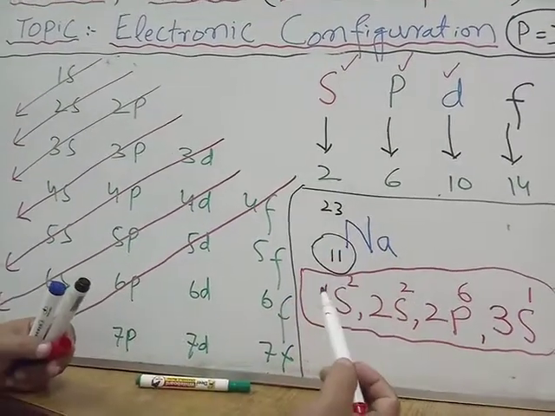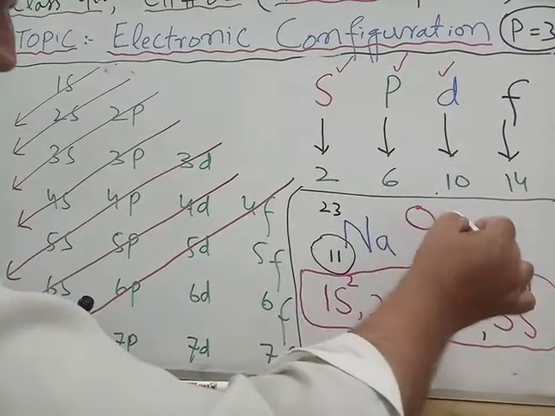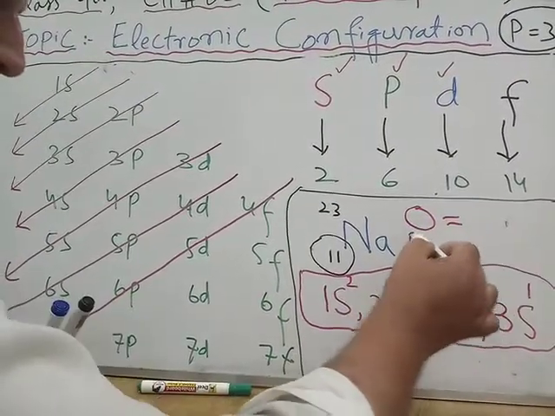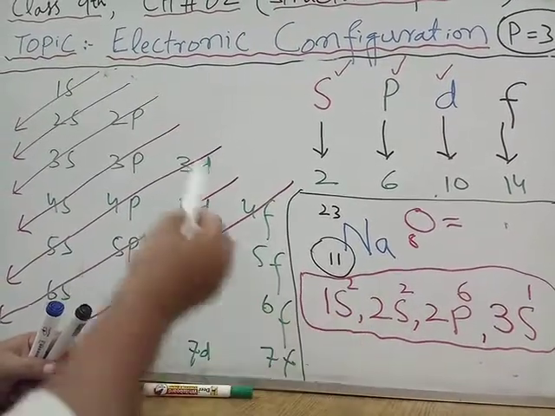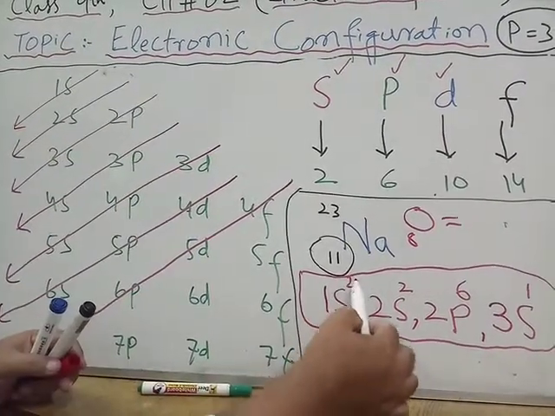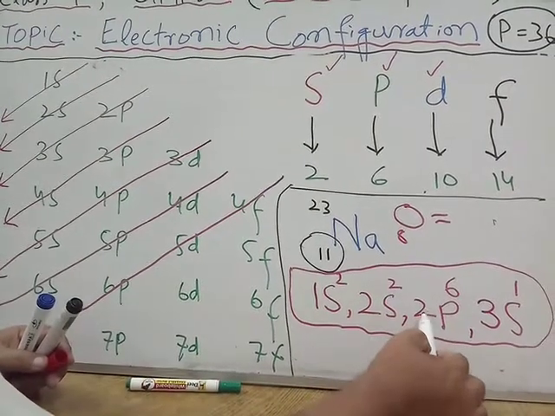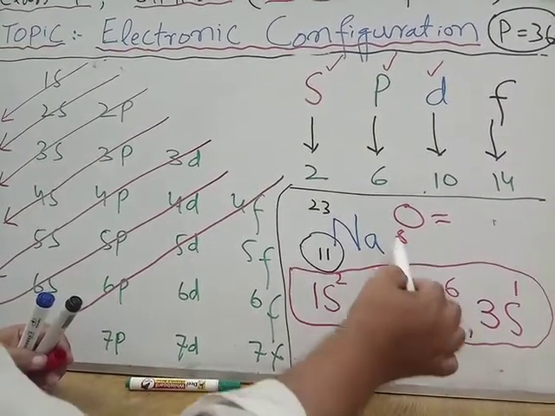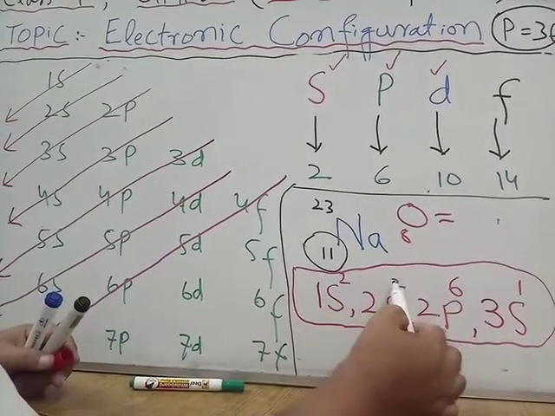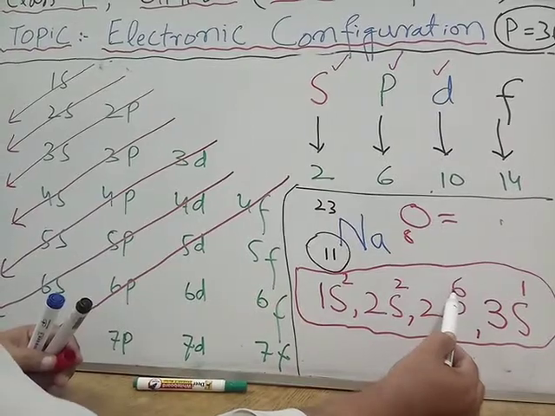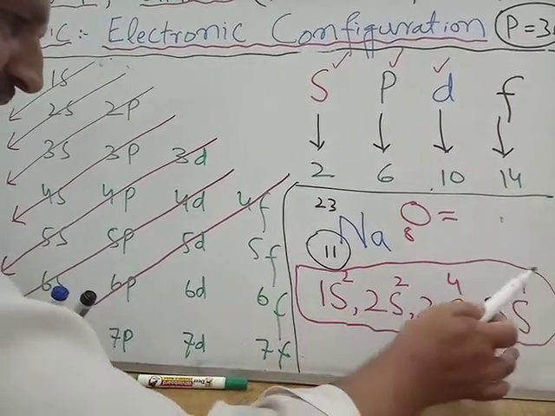If someone asks you to write the electronic configuration of oxygen, oxygen has atomic number 8. What will you do? Again start from 1s2, 2s2, how many electrons? 4. And for 2p, you have 8 electrons, so you have accommodated 4, and it can accommodate a maximum of 6. So write 2p4 here.